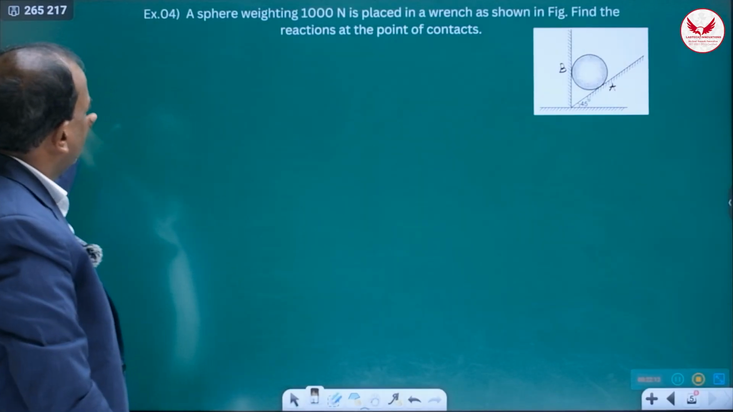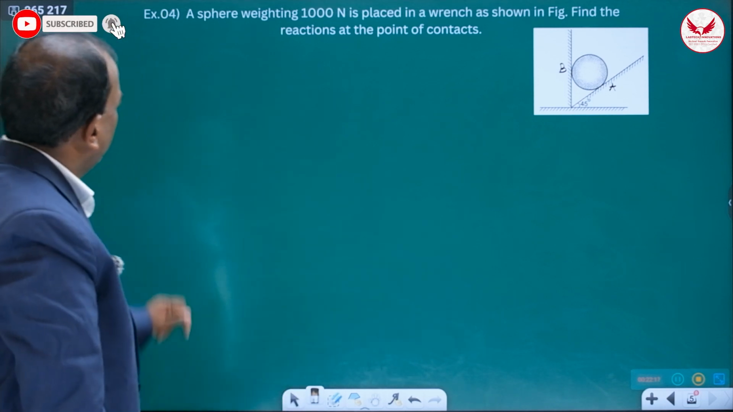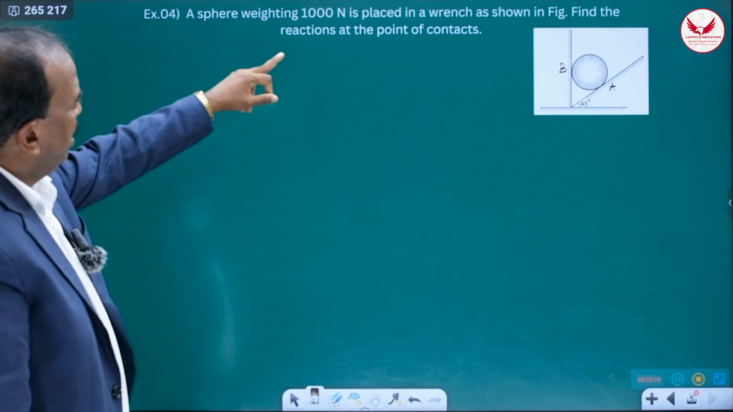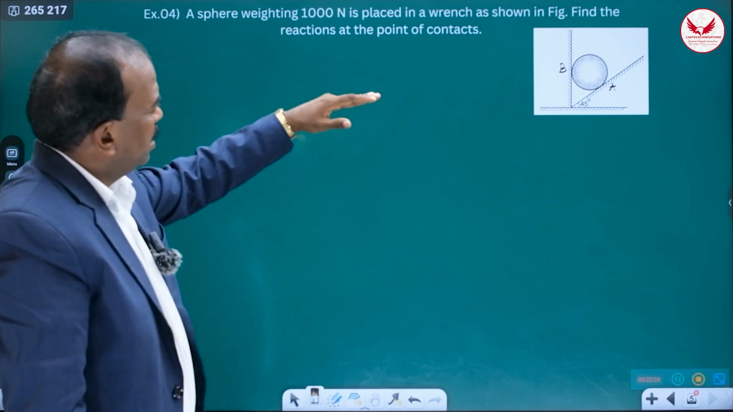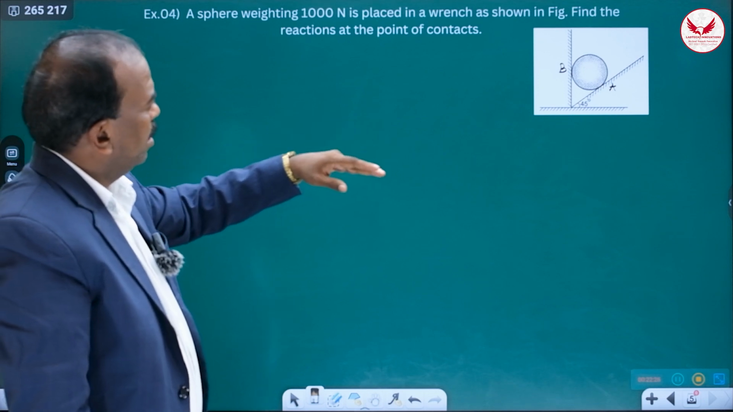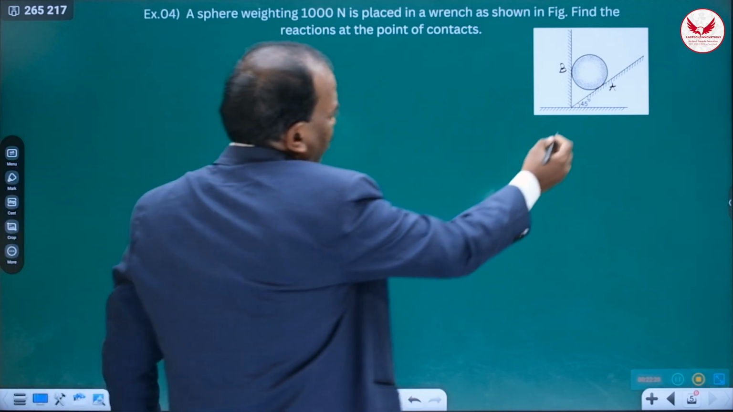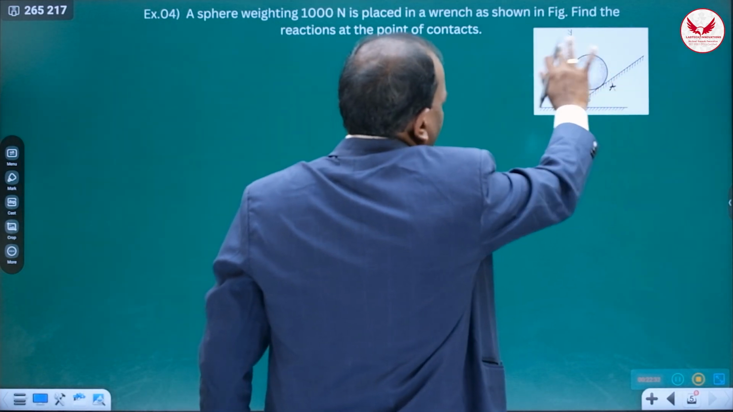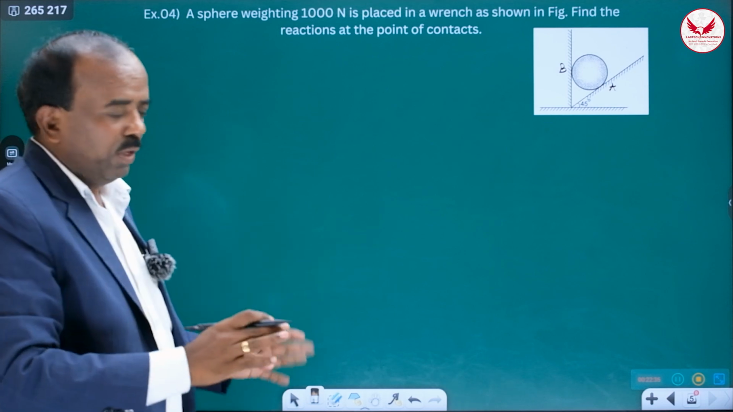Now we'll see the fourth example on equilibrium of concurrent forces. So here the question is what? A sphere weighing 1000 Newton is placed in a range as shown in figure. Find the reactions at the points of contact. So let us consider these points of contact as A and B, or you can write 1 and 2, as per your wish.